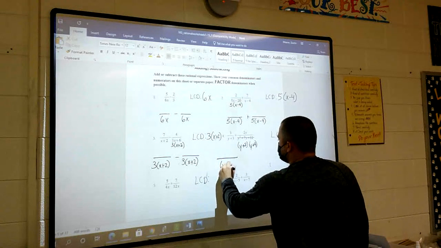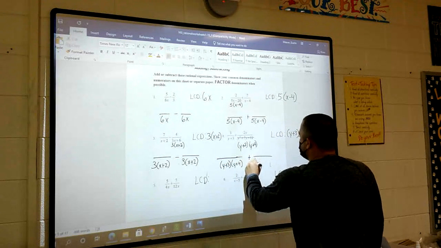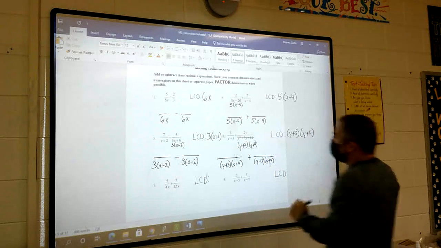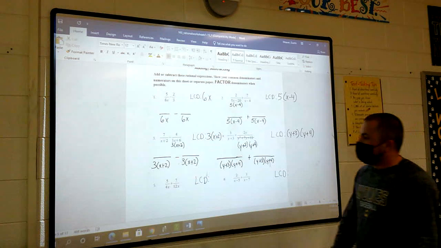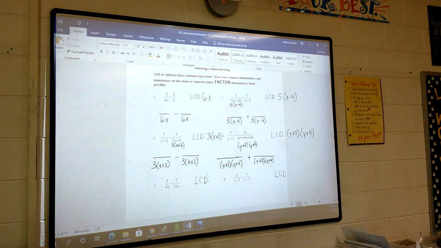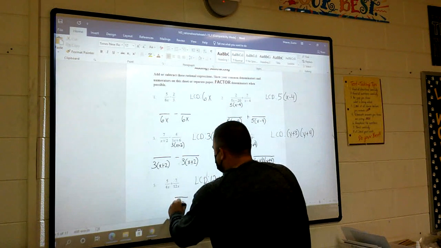Y plus 3 and y plus 4. All right, so that means in the first fraction, I need to multiply by y plus 4 to get it ready. In the second fraction, it's already good because it has both, the y plus 3 and the y plus 4. All right, 4 and 12 will both go to what number? What's the smallest number that 4 and 12 both go to? 12. And then we have an x. So 12x should be our denominator.